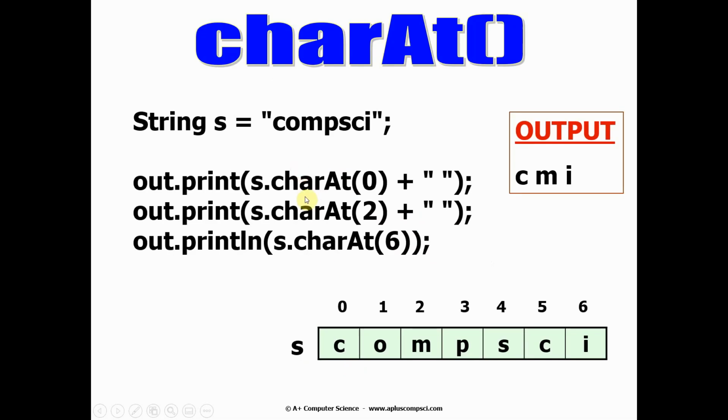Now, charAt, like I said, just gives you the character of that spot, and so this is spot 0, so you get C, spot 1, spot 2, so that's M at spot 2, and the last character is always spot length minus 1.